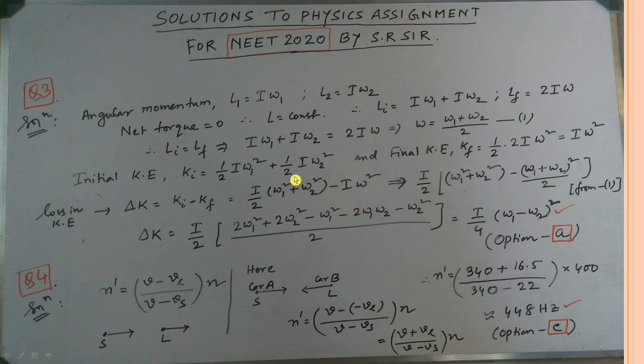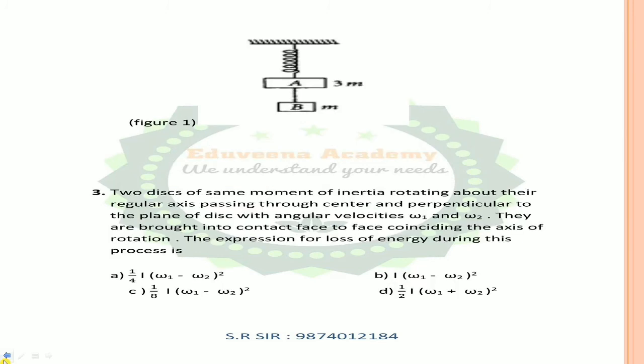So the loss is equal to this thing minus this thing. I by 2 is taken common: omega 1 square plus omega 2 square minus 2 omega square, where we replace omega from equation 1. Since omega is squared there is a 4 in the denominator, 2 is taken out and 2 remains. Now just do the LCM, apply the (a minus b) whole square formula and we get I by 4 (omega 1 minus omega 2) whole square. So the correct option is option A.